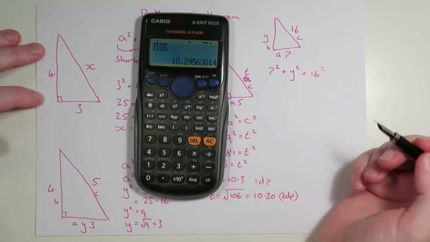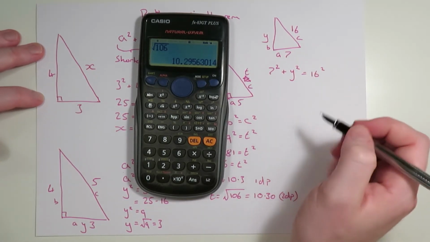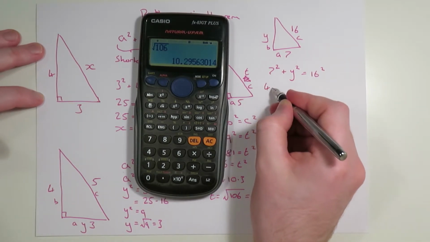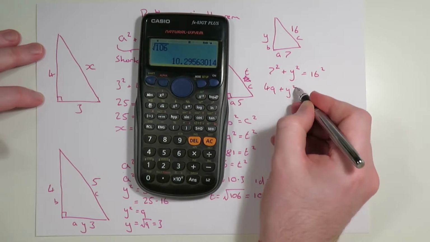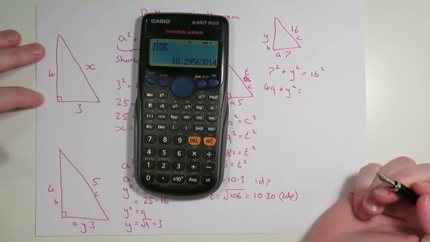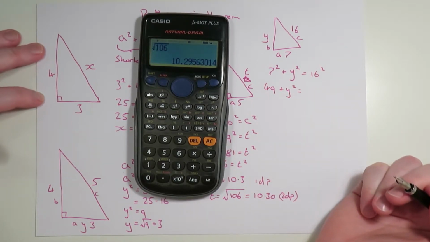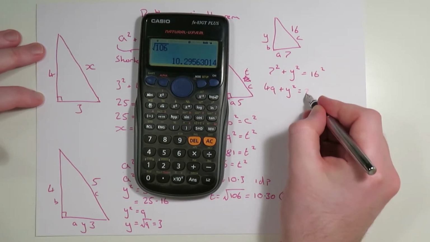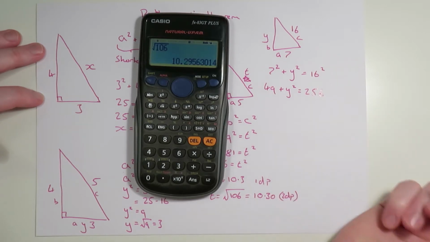Okay, well, what does all of this equal then? Well, that there would be 49 plus y squared equals 16 squared. Well, what is 16 squared? 16 squared is 256, if I'm not mistaken.